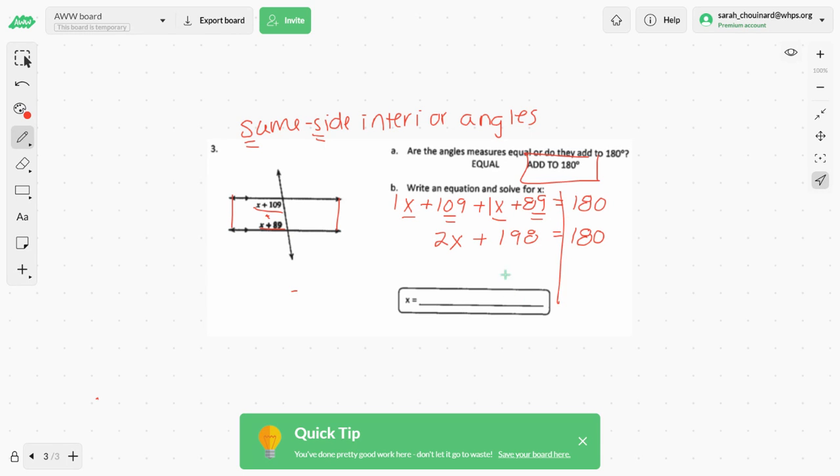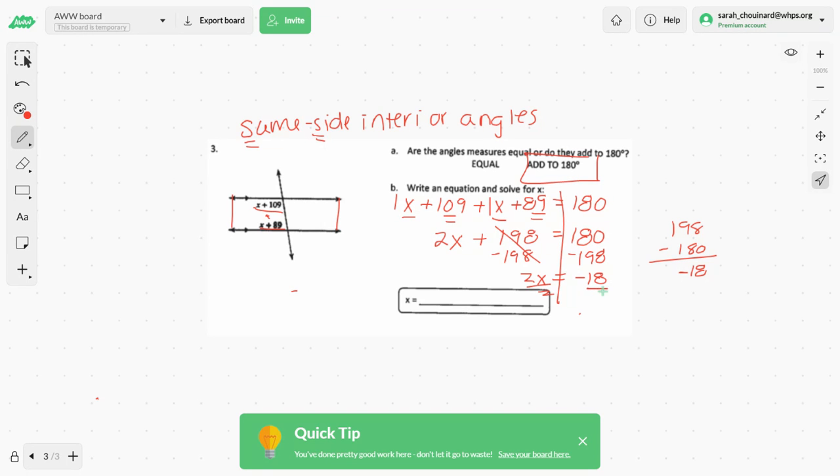And so to get x by itself, I'm going to subtract 198 from both sides. That gets rid of that there. Since 198 is a bigger negative number than 180, I'm going to get that it's negative 18. So when you have a positive and a negative, remember it's really just subtraction. So I'm doing 198 minus 180. But since the negative was bigger, it's negative 18.